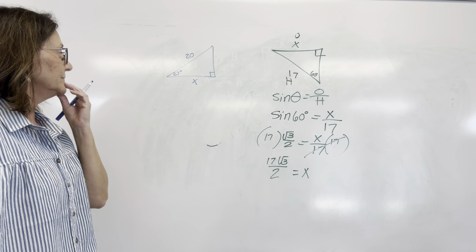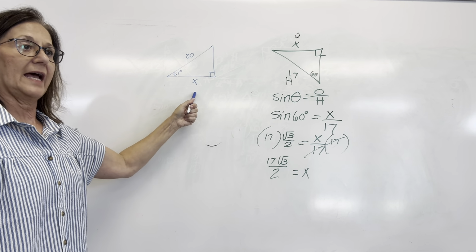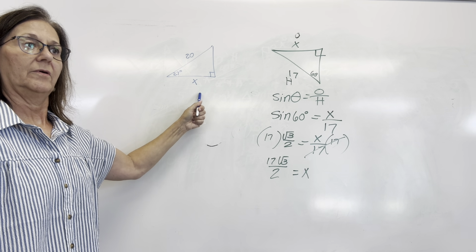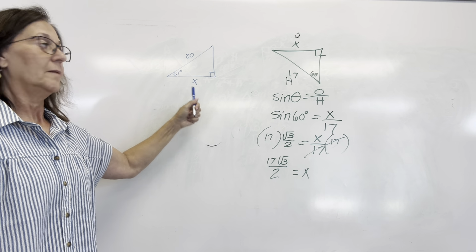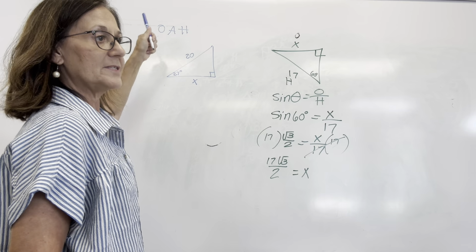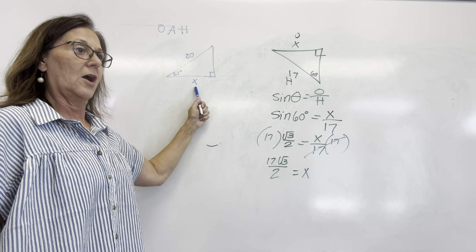You ready, author? Here's the angle. What side is X to that angle? Remember, we have three options: O, A, H. Opposite, adjacent, hypotenuse. Is X O, opposite?